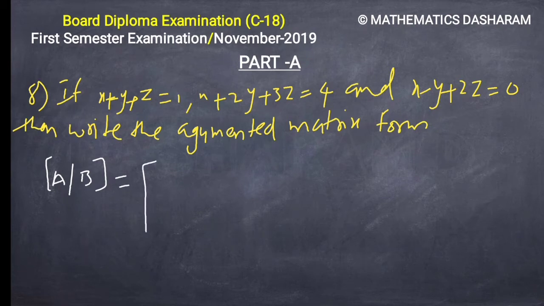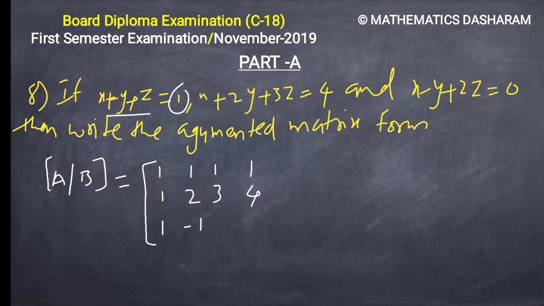So first, the coefficients of the variables in the first equation are 1 1 1 and the constant number is 1. So all are in the first row. Next, the second row: 1 2 3 and 4. Next, 1 minus 1 2 and here the constant number is 0. So it is called an augmented matrix form.